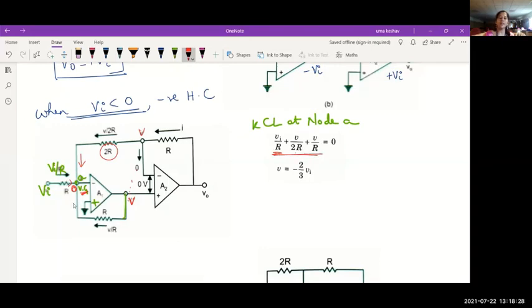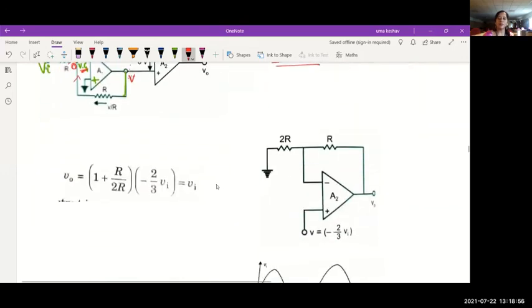There are three currents and all currents are entering this node A. One is the input current Vi by R, because this voltage is at zero potential as it is the virtual ground. The actual ground is the non-inverting terminal. This is virtual ground. So you will be able to reduce the equation using this, and you will get the value of V here as minus 2 by 3 Vi.